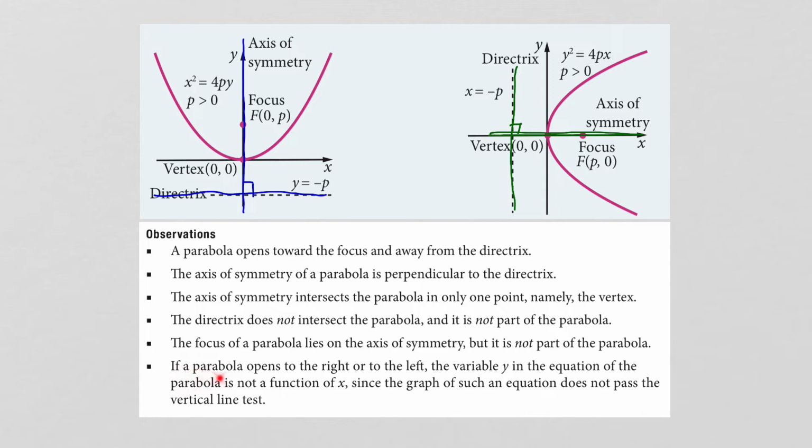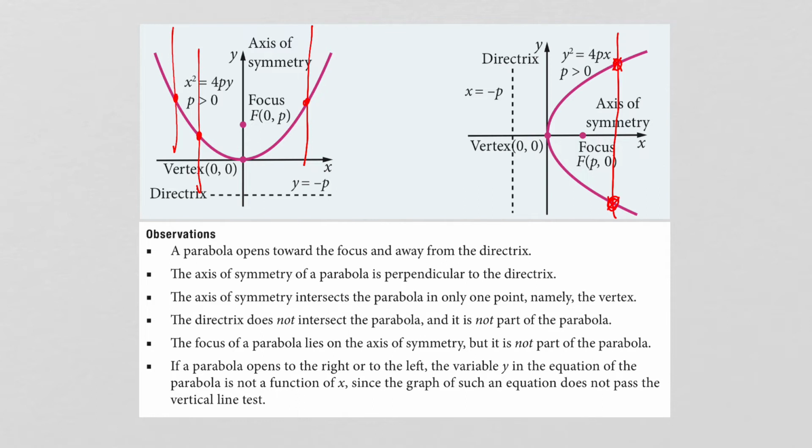And finally, if a parabola opens to the right or to the left, the variable y in the equation is not a function of x, since it does not pass the vertical line test. So if you imagine drawing vertical lines over here, you can see that a vertical line is going to intersect this graph twice. That means it's not a function technically. Whereas vertical parabolas are functions, because when you draw vertical lines on a parabola that opens up or down, you only hit the graph one time instead of twice. So those are just some summary observations of parabolas.